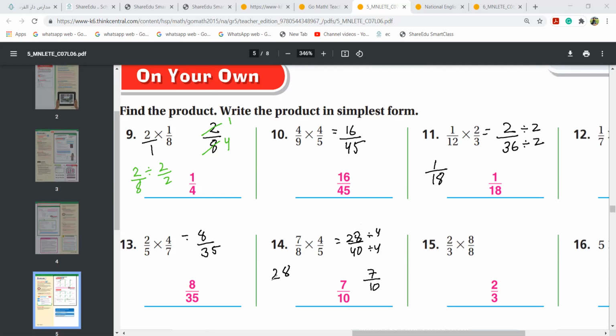I used to do this way, girls, and this is very simple. Once you learn this way, you'll be very quick at it. 4 times 7, 4 times 10. My answer is 7 over 10.